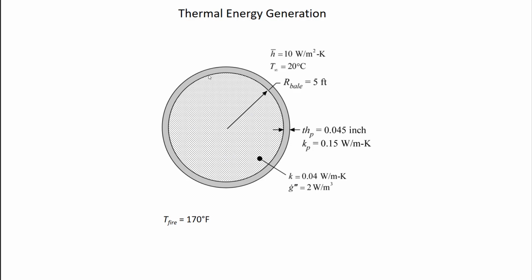At the surface of our hay bale, we have wrapped the hay bale in a thin sheet of plastic. So the thickness of the plastic is 0.045 inches. Plastic's not very conductive, 0.15 watts per meter Kelvin. And then the surface of that plastic is exposed to air at 20 degrees Celsius with a heat transfer coefficient of 10 watts per meter squared Kelvin, right? So we're at least initially going to ignore radiation. We'll come back and talk about that at the end.